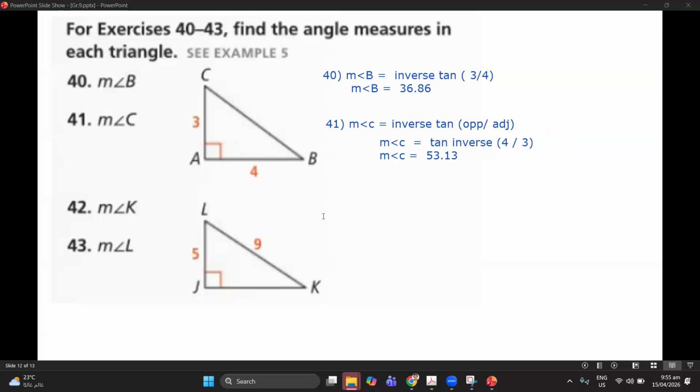Lujane, 42 now. In 42 here, I ask you to find the measure of angle K. Okay, so 5 is the opposite and 9 is the adjacent. No, the hypotenuse, because 5 is the opposite. So opposite over hypotenuse is sine. Excellent. So I will use now inverse of sine.